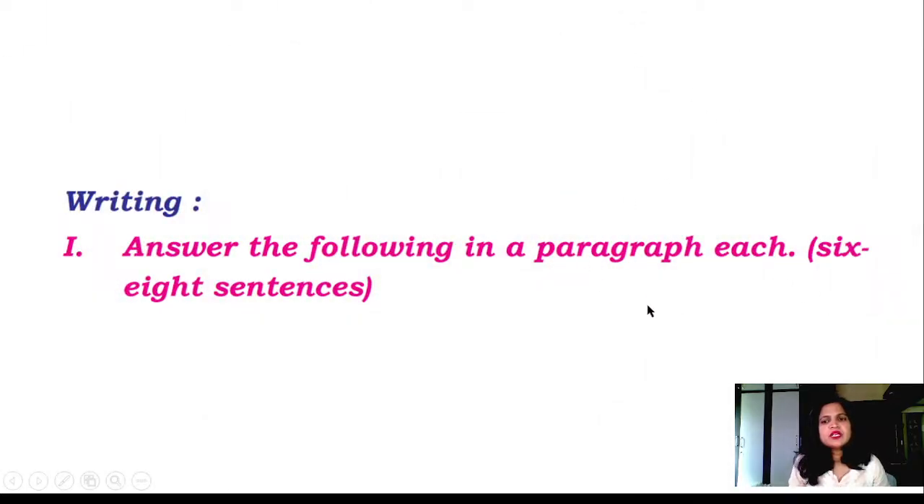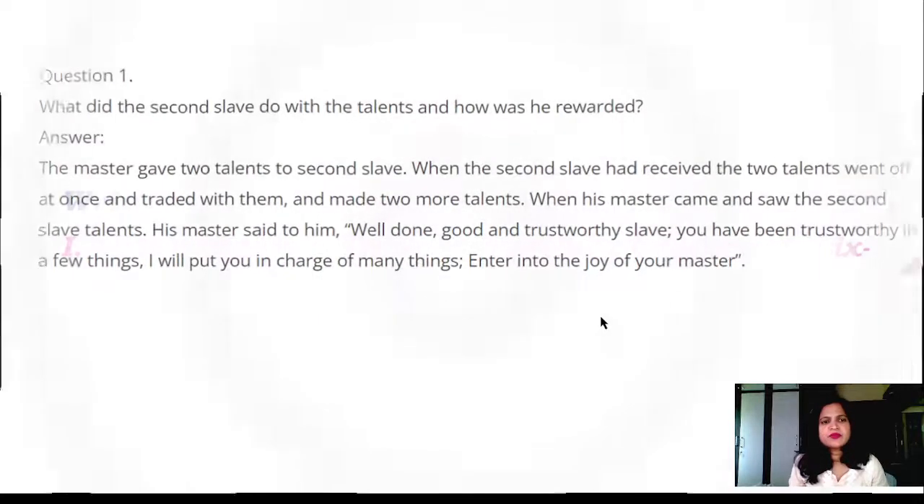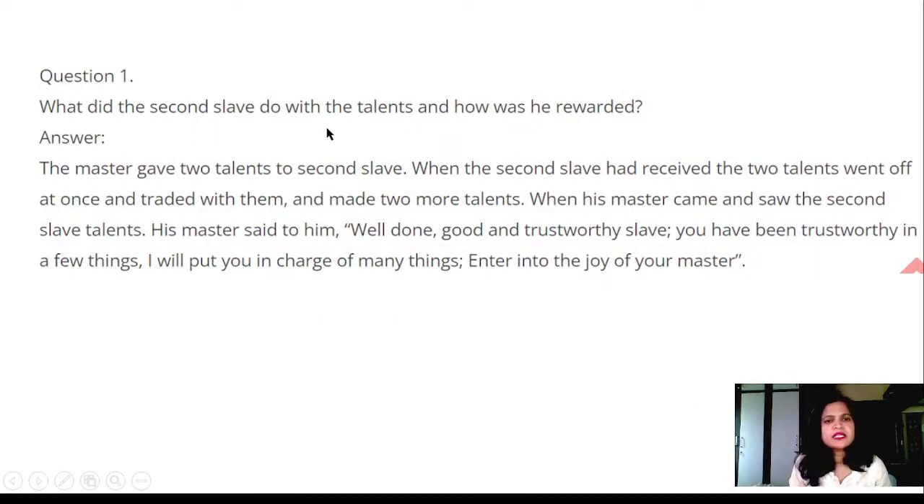Writing. Answer the following in a paragraph of 6 to 8 sentences each. Question 1. What did the second slave do with the talents and how was he rewarded? Answer. The master gave 2 talents to the second slave. When the second slave had received the 2 talents, he went off at once and traded with them and made 2 more talents. When his master came and saw the second slave's talents, he said to him, well done, good and trustworthy slave. You have been trustworthy in a few things. I will put you in charge of many things. Enter into the joy of your master.